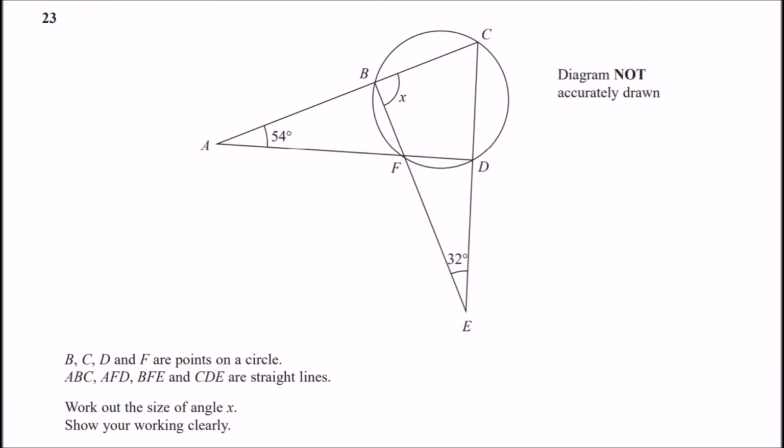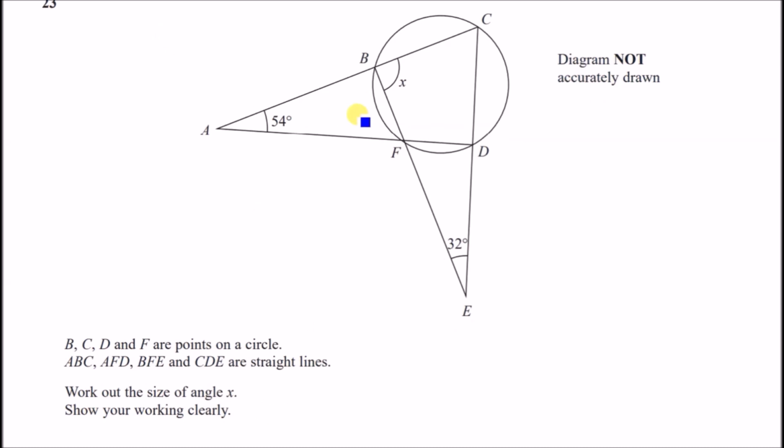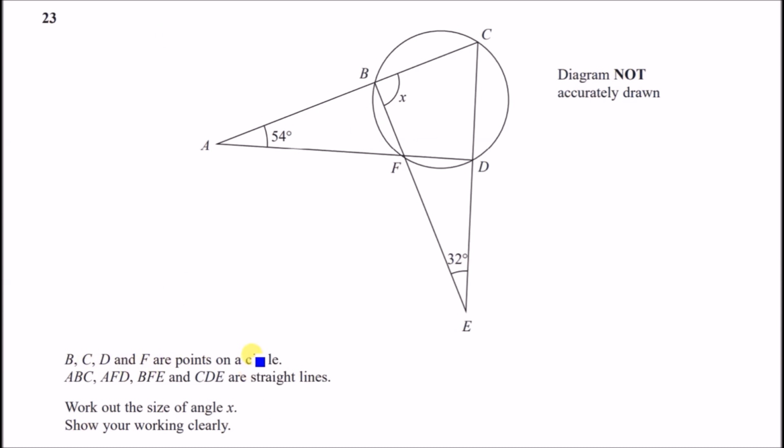All right, guys. Number 23. Let's go. So what do we have here? It says here, B, C, D, and F are points on a circle. A, B, C, A, F, D, and the rest are straight lines. So basically all of these are straight lines, yeah? Work out the size of angle X. Show your working clearly. Right, so yeah, circle theorem.